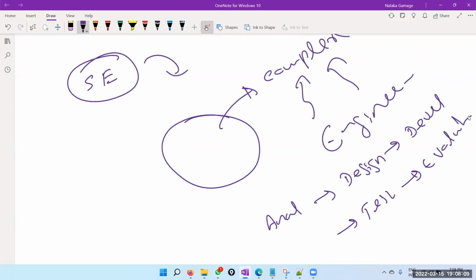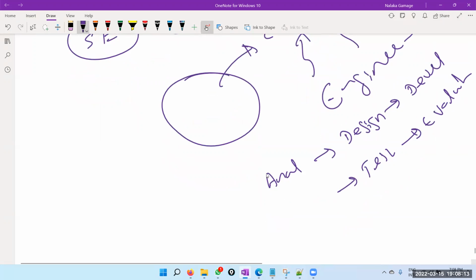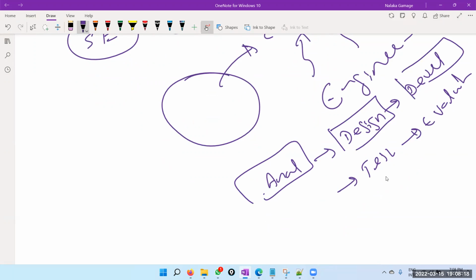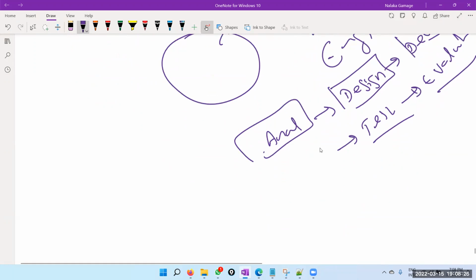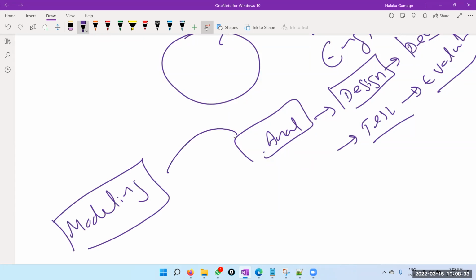Then we took one by one, starting from analysis, designing, development. Today we are going to do the testing and evolution. In engineering, a very important concept is modeling. We use modeling in two places. In analysis, we model the requirements. In designing also, we use modeling. We model the solution.